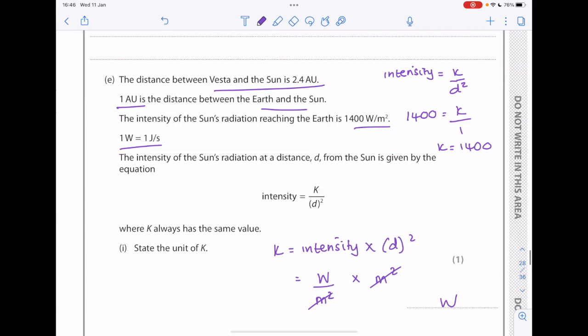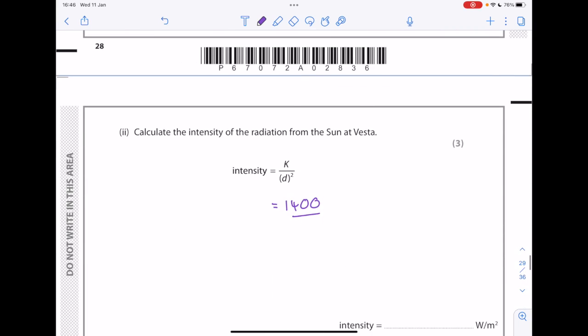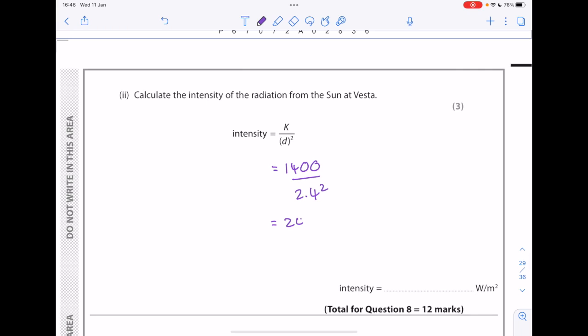And then what about d squared? That distance from Vesta to the Sun is 2.4. Our intensity is 243, to two significant figures, 240.